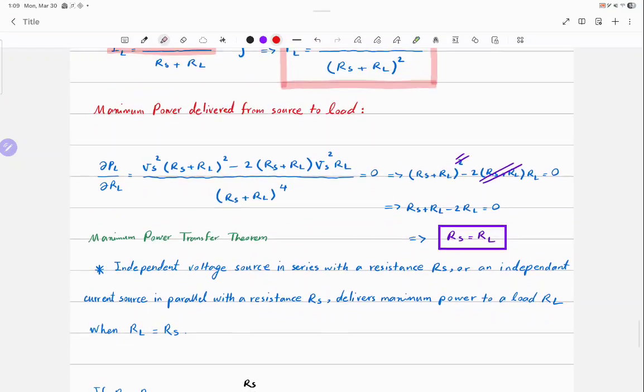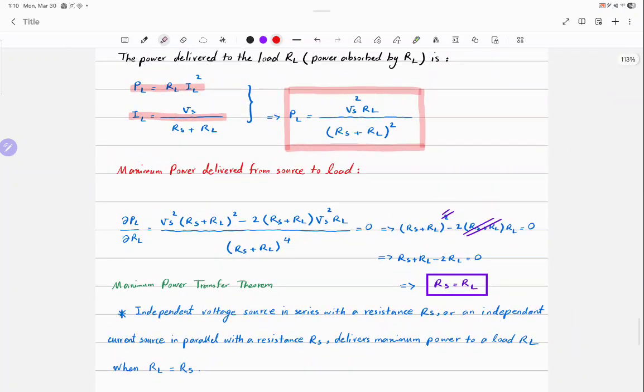What is important here is that the questions that you get from these concepts are usually two parts. The first part asks you, what is the value of RL so it receives maximum power? Memorize this. It's obvious, RS is equal to RL. So the value of RL that receives maximum power is equal to RS. That's the first part of the problem.